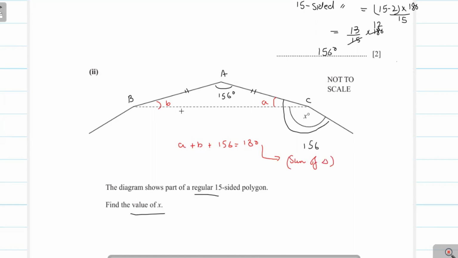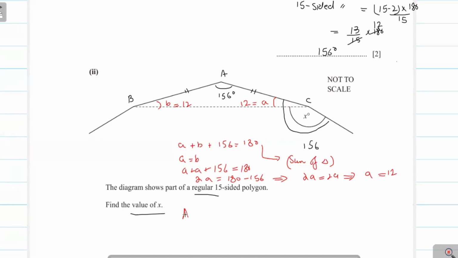A plus B, both angles are equal, therefore we write A equal to B, and therefore we write A plus A plus 156 equal to 180. Therefore 2A equals 180 minus 156. Therefore 2A will be equal to 24, A will be equal to 12. Each angle will be 12. This is 12. Now we can find the angle x.